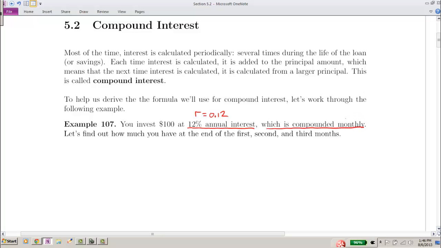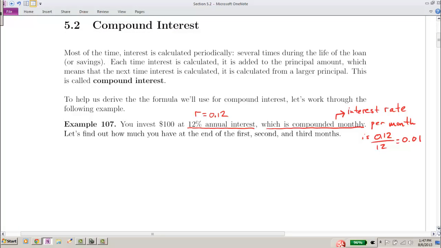Since it's a 12% annual rate compounded monthly, 12 times per year, the interest rate per month is 0.12 over 12, or 0.01. So each month this account will earn 1%. That's added to the principal, and then at the next month another 1% is calculated and added to that new principal. Sort of a bit of a snowball effect.